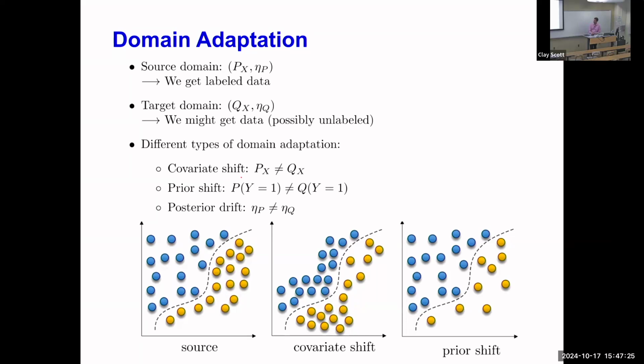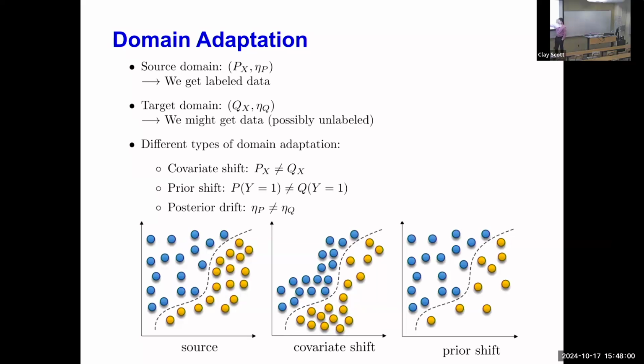And in covariate shift, the X marginals differ. Okay, so the posteriors are the same, but the X marginals differ. That's called covariate shift. In prior shift, that means the a priori class probabilities differ. You know, the prevalence of class 1 relative to class 2 changes from source to target. And these first two are both illustrated here at the bottom.